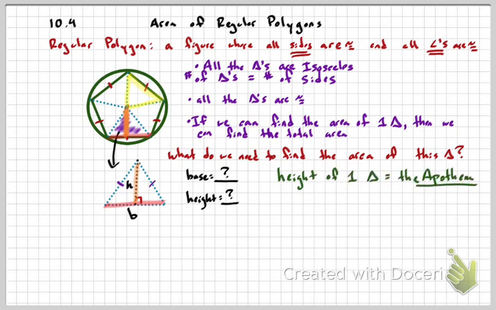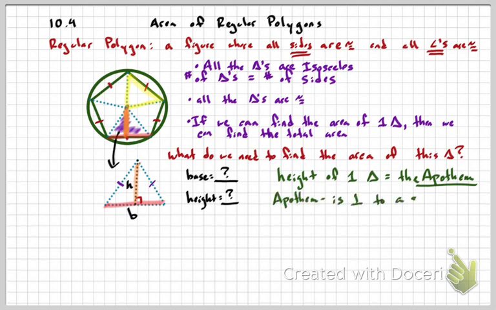So the height of the triangle, or the distance from the middle of a side of a regular polygon to the center, is called the apothem. A-P-O-T-H-E-M. Okay? So again, if we're just looking at a triangle, we call it the height. But if I'm looking at this figure as a whole, this regular pentagon, the distance from the center to the edge that is perpendicular is called the apothem. Okay?